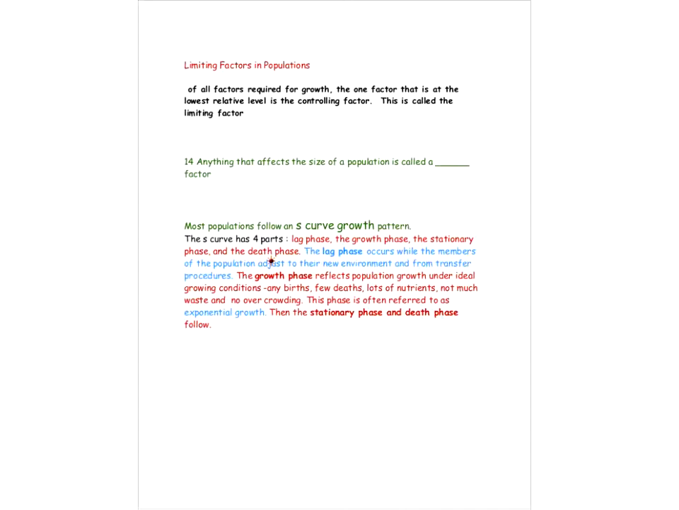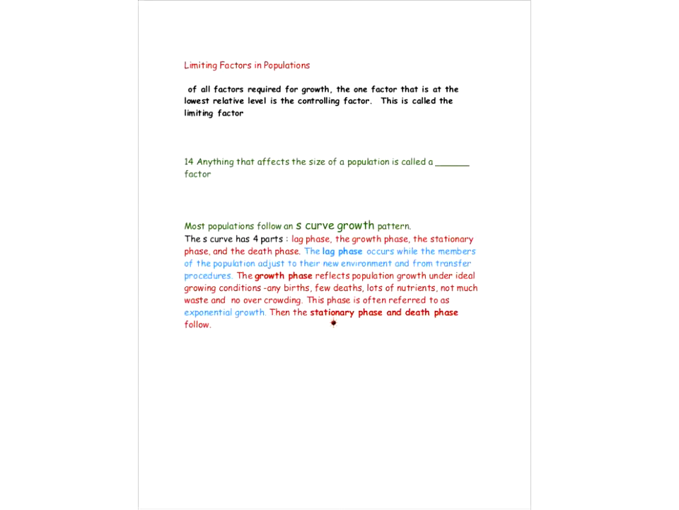The growth phase is what happens to a population under ideal conditions. So you're looking at few deaths, lots of nutrients, not much waste, no overcrowding. That's what happens in the growth phase. When you're talking about the growth phase, you're also talking about exponential growth. The word exponential means things are really, really growing, and it has that math suggestion as well, right? It's like when you go 2, 4, 8, 16, that's exponential growth.